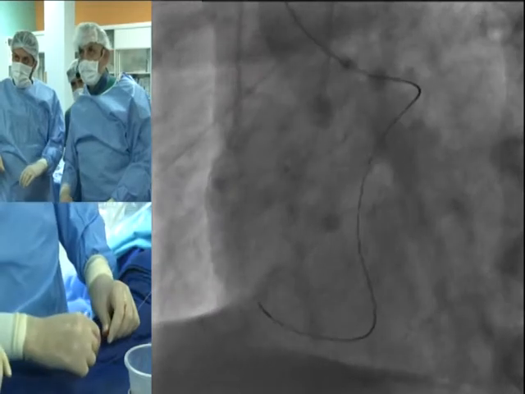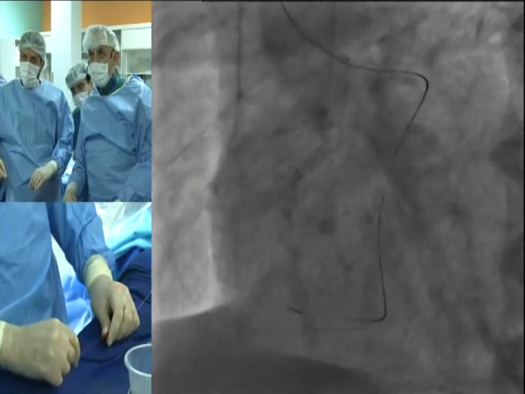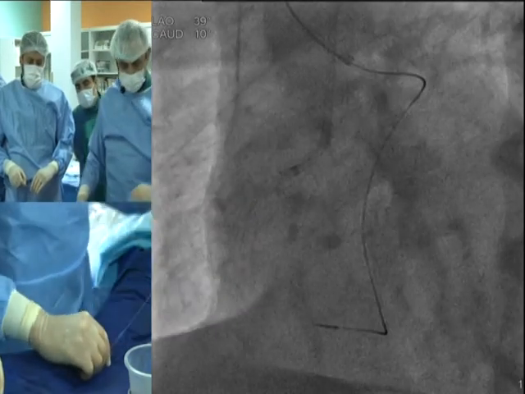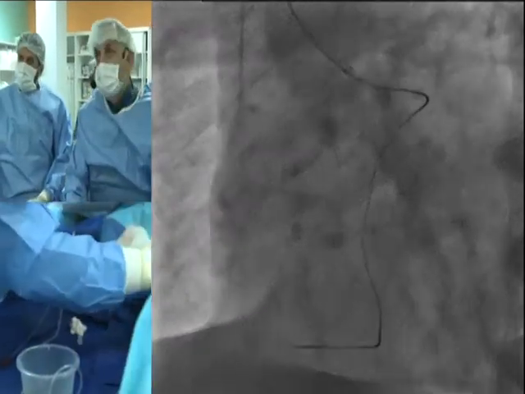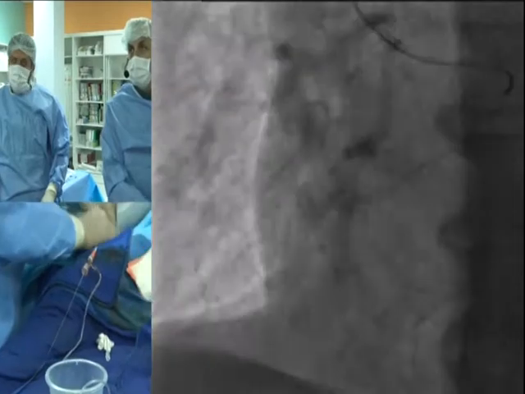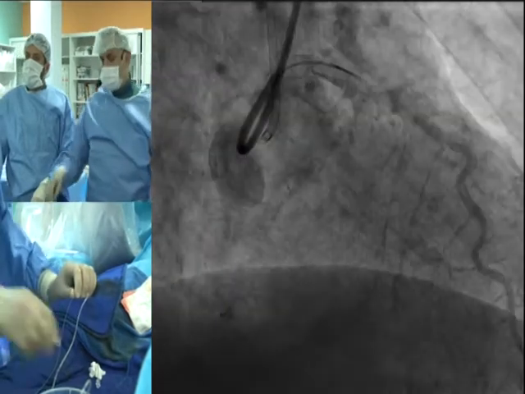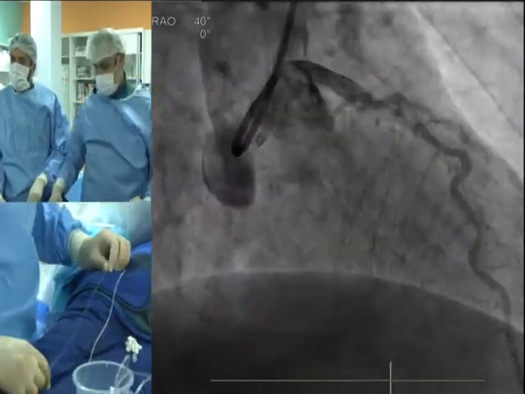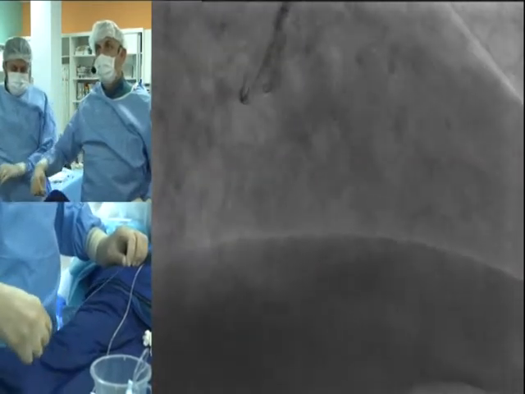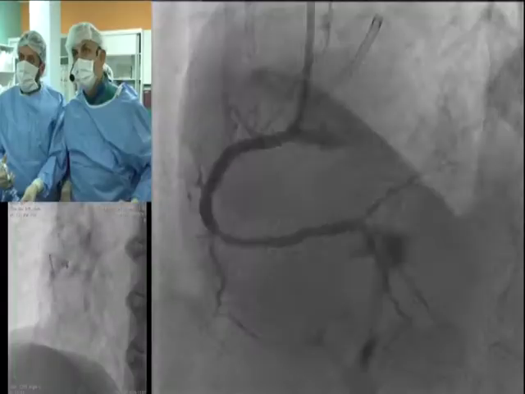So of course, before removing the wire, I will see the septals to see if there is any damage. And I want to see the septals now from the right. So the septals are okay. Okay.